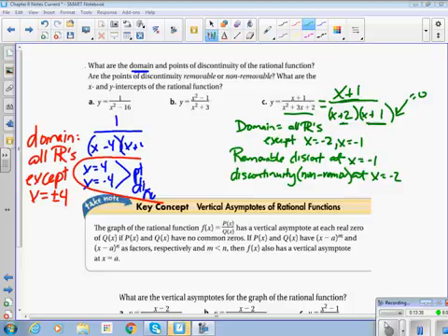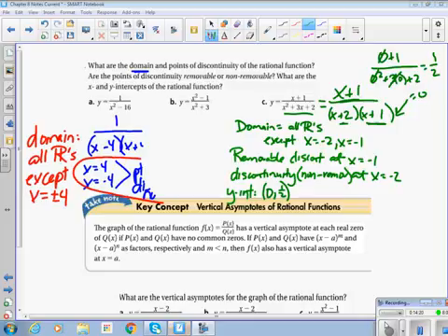What are the x and y intercepts of the rational function? This will be fun. If I plug in 0 for x, let's get the y-intercept. I get 0 plus 1 over 0 squared plus 3 times 0 plus 2. All the 0 shenanigans go away and I get 1/2. So I have a y-intercept at (0, 1/2).